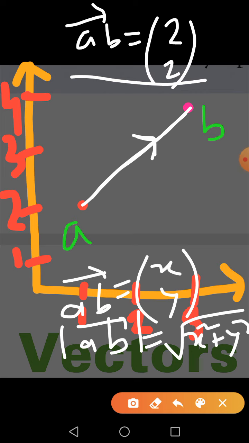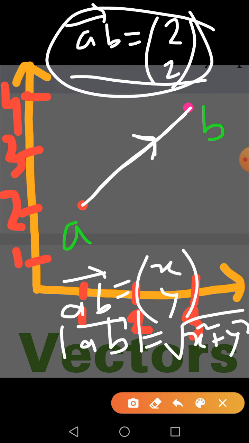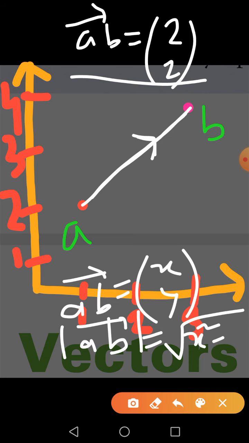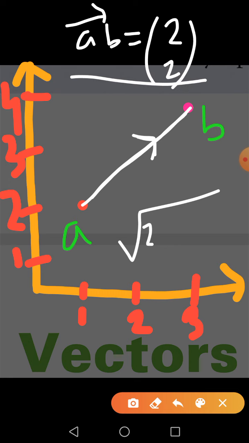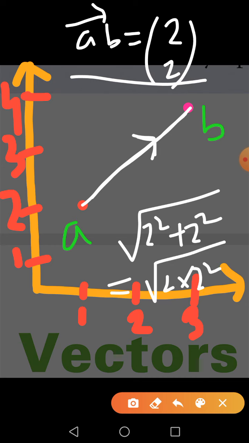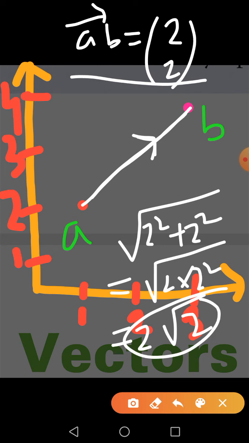Now, what is the modulus of this vector AB? The modulus of this vector AB would be root over 2 square plus 2 square, which would be equal to root over 2 into 2 square, that means 2 root over 2. Okay? That means this is the modulus of the vector AB.